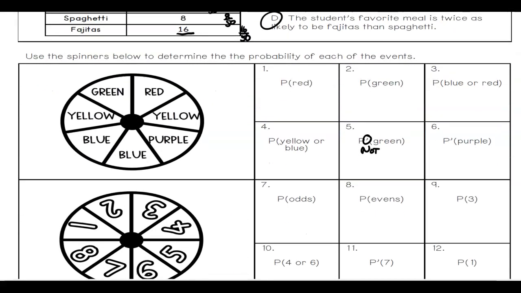All right, for this spinner, probability of red. Make sure you're counting. You got 1, 2, 3, 4, 5, 6, 7 spaces. So red, there's only 1 out of 7. Probability of green, there's only 1 green, 1/7 again.